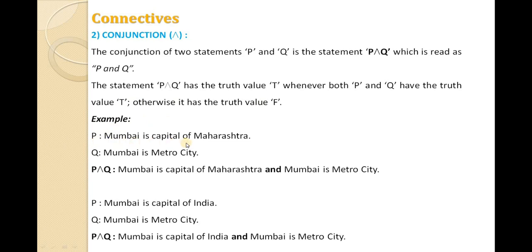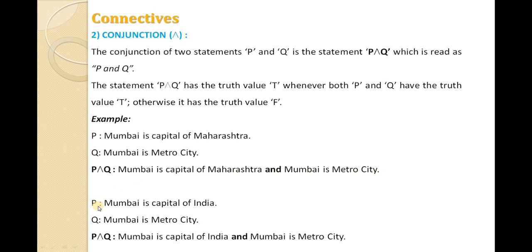Let's have the example. P is Mumbai is the capital of Maharashtra and Q is Mumbai is a metro city. Then the statement P and Q is Mumbai is the capital of Maharashtra and Mumbai is a metro city. Now, Mumbai is the capital of Maharashtra may be true or false, and Mumbai is a metro city also may be true or false. Means there are four possible combinations. For this example, Mumbai is the capital of Maharashtra, this statement is true, and Mumbai is a metro city, this statement is also true. That's why true and true, the final conclusion is true.